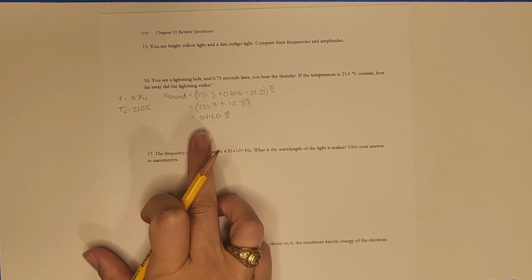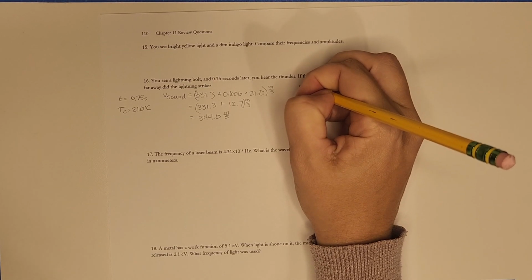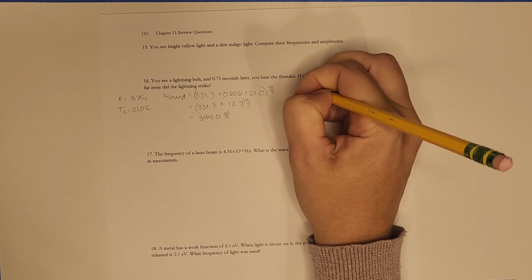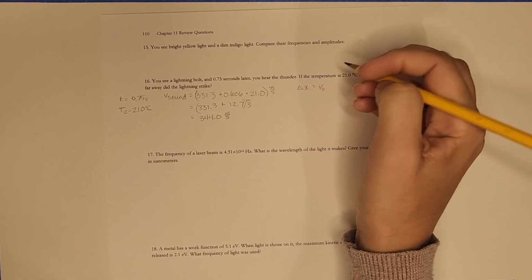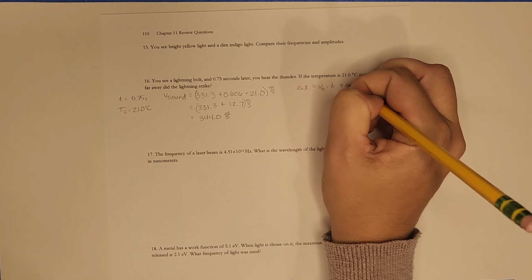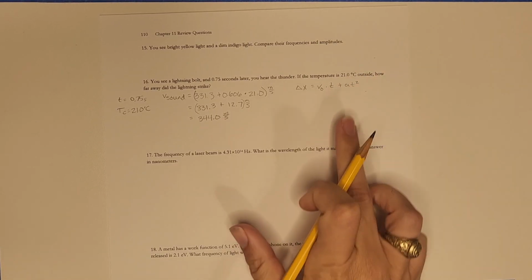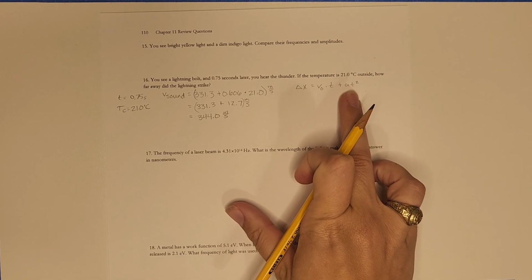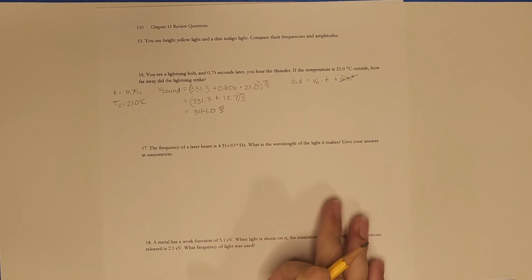And so now we're going to use one of our old trusty equations where we had delta x equals v naught times t plus the acceleration times the time squared, right? And we have no acceleration, right? This is just a constant velocity. So we're not going to use that portion of it, but I did want to write out the whole equation.